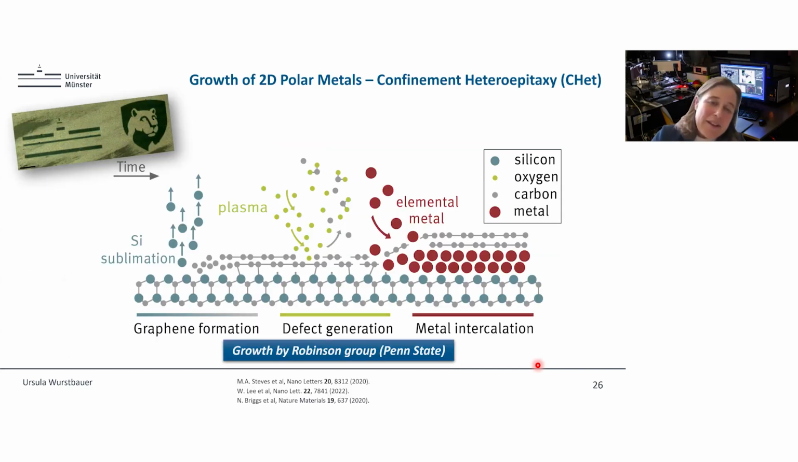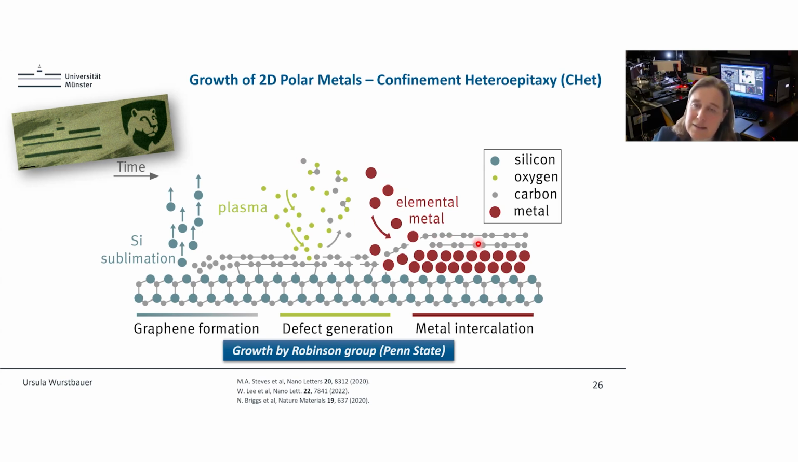Let's continue with atomically thin 2D materials. It's a rather new class of materials, with the synthesis developed by the Robinson Group at Penn State. They use silicon carbide material. They sublimate the silicon such that carbon is forming. Then they use plasma to etch some defects or some windows. And through these windows, they intercalate elemental metals such as gallium, indium, silver, and stuff like that. In this process, we get this monolayer-thin material formed between silicon carbide and the graphene.